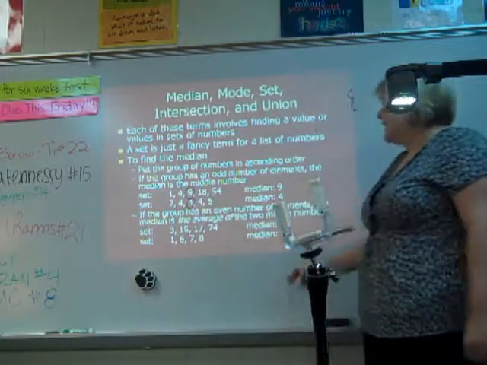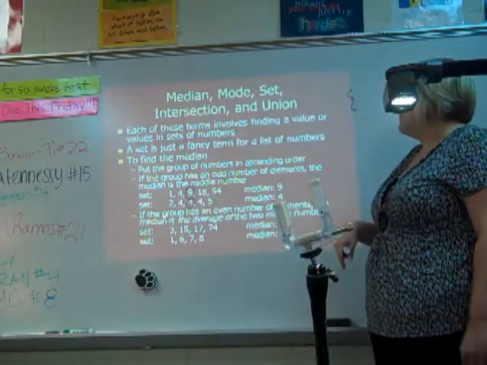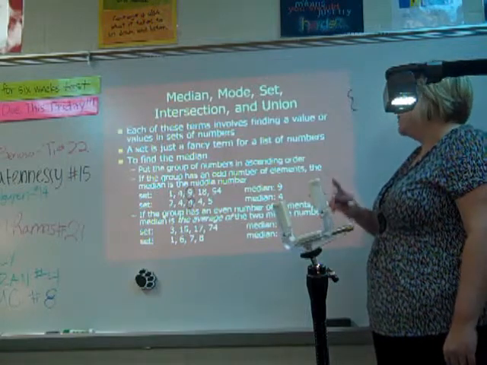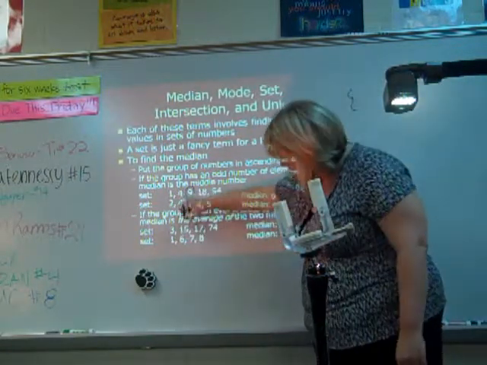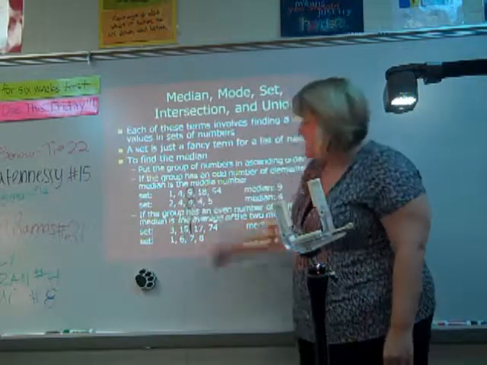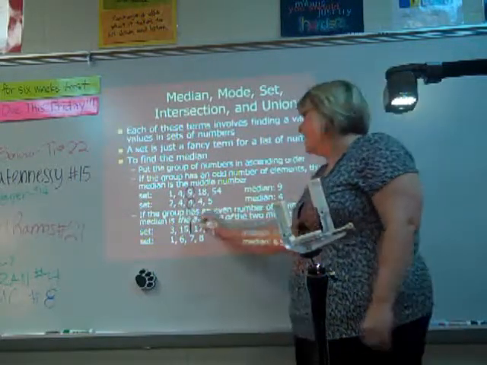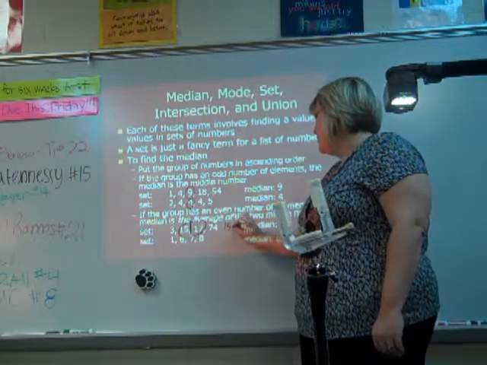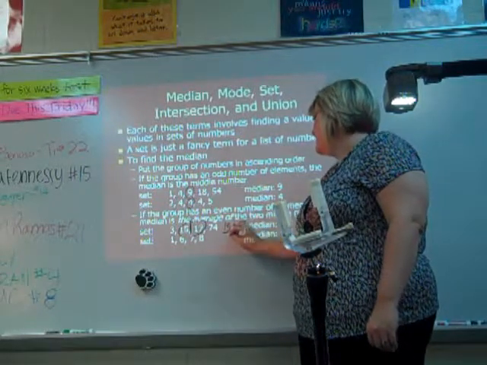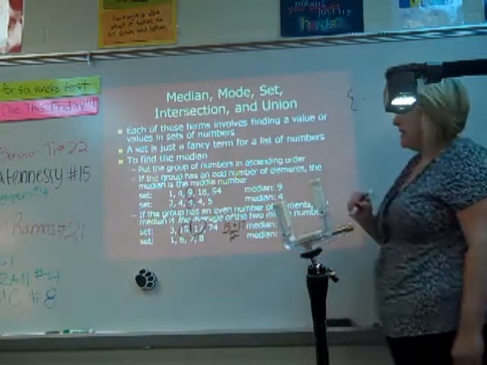If your group has an even number of elements, the median is the average of the 2 middle numbers. So for example, on this one, the middle would be right here between 15 and 17. So you average 15 and 17. If you average those together, 15 plus 17 divided by 2, you'll get 16.